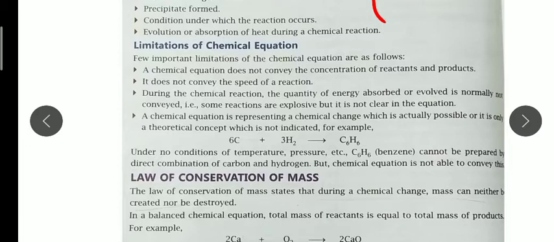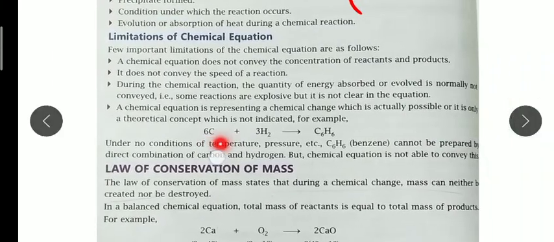During a chemical reaction, the quantity of energy absorbed or evolved is not shown. Whenever heat is evolved, it immediately mixes with the atmosphere, and even for liberated gases, we cannot exactly measure the amount of gas. So this is also one of the limitations. Some reactions are explosive, but we cannot tell this by simply writing the chemical equation.